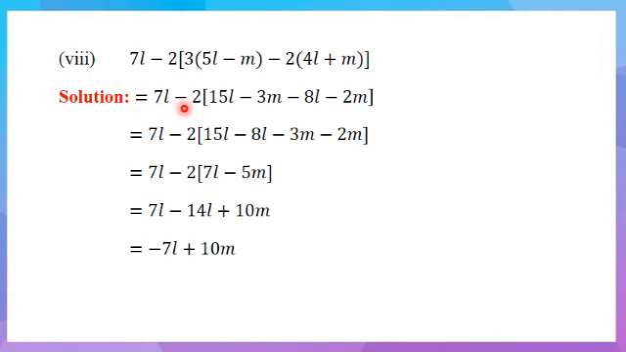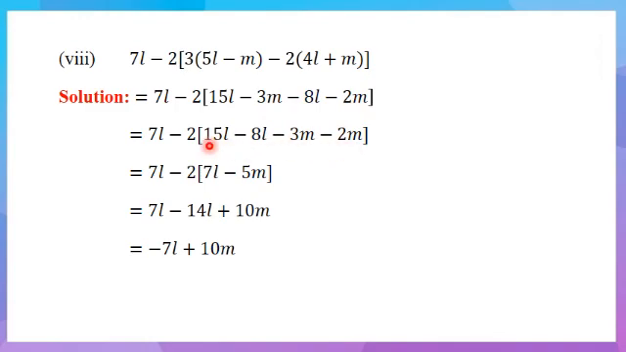7l minus 2 square bracket start 3 5s are 15l and minus 3 ones are 3m, then minus 2 fours are 8l and minus times plus becomes minus, 2 ones are 2m and our square bracket close. And now we are observing that the like terms are 15l minus 8l, so we will write them together. And similarly minus 3m and minus 2m are the like terms, so we will write them also together.